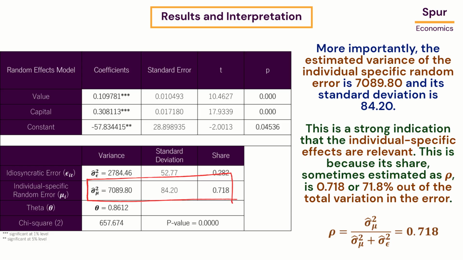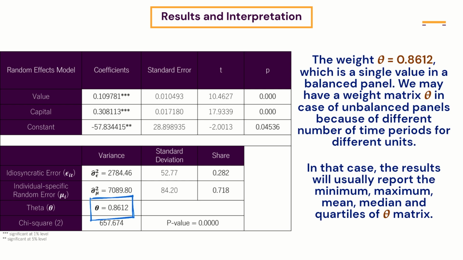This is a strong indication that the individual specific effects are relevant. This is because its share, sometimes estimated as ρ, is 0.718 or 71.8% out of the total variation in the error. The weight theta is equal to 0.8612, which is a single value in a balanced panel. We may have a weight matrix theta in case of unbalanced panels because of different number of time periods for different units. In that case, the results will usually report the minimum, maximum, mean, median and quartiles of theta matrix.